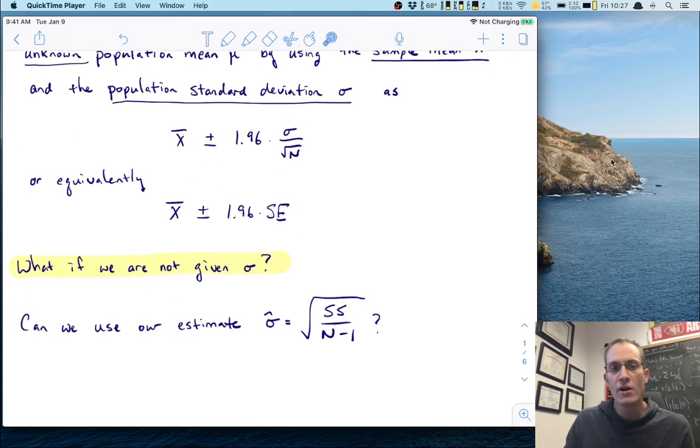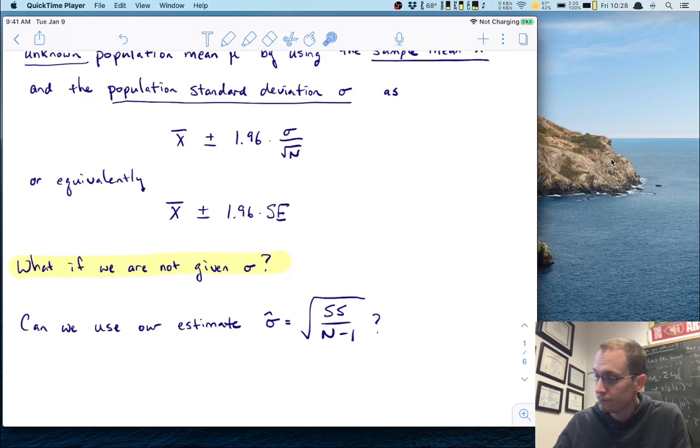What if we are not given sigma? That's the big question now. We know that's an important question because when we're not given sigma, we have to estimate it from our data, and that's what led to the entire development of the t-test over the last couple of lectures. So I guess the question is, in this formula for the confidence interval, can we just use our estimate of sigma? Can we just use sigma hat, which we found, remember, as square root of SS over n minus 1?